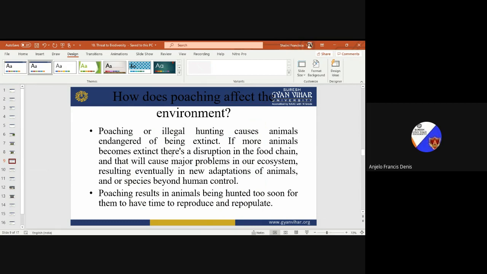So we see how this poaching activity is severely affecting our environment. As I said, everything is interrelated in the food chain and food web. If any single component from the food web or food chain is removed, there will be overpopulation of the second or remaining component. Thus, it will create severe problems in our ecosystem.